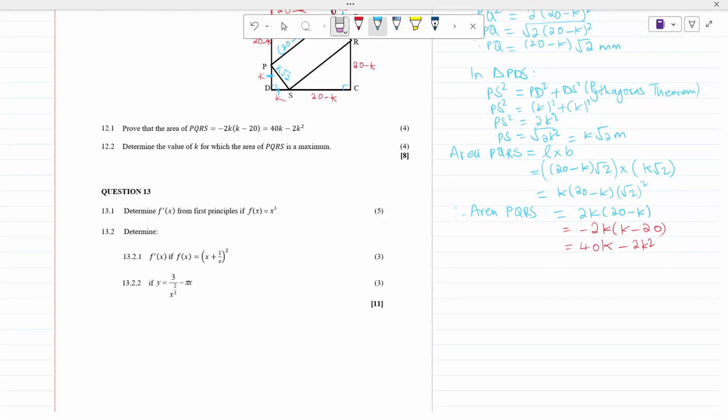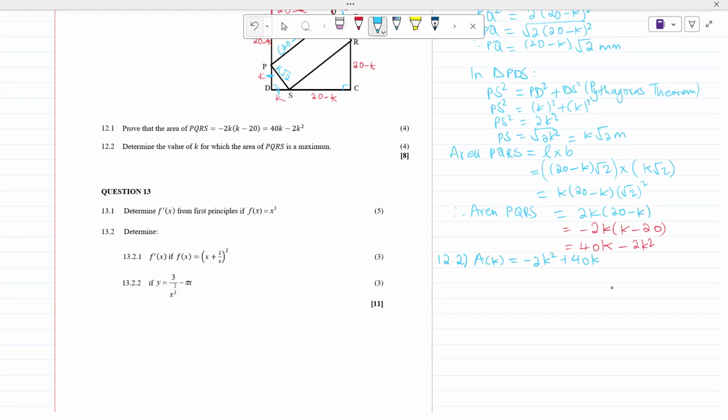So 12.2, they say I need to find the value of K for which the area of PQRS is a maximum. So the area function of PQRS, I'm going to write it as A of K. It depends on K. A of K will give me negative 2K squared plus 40K. So we can see that the area function here is actually a quadratic function with a negative leading coefficient.